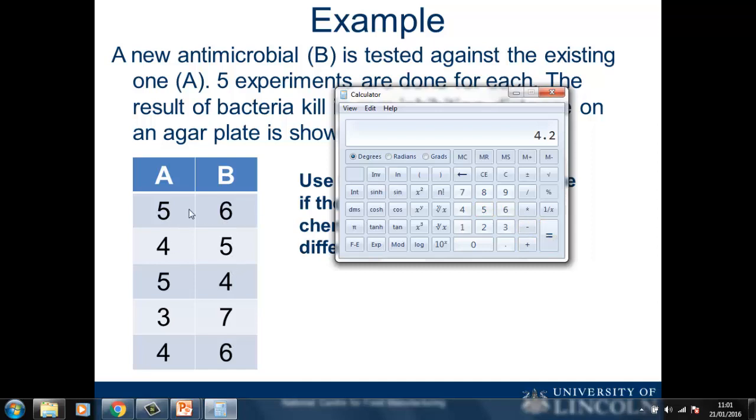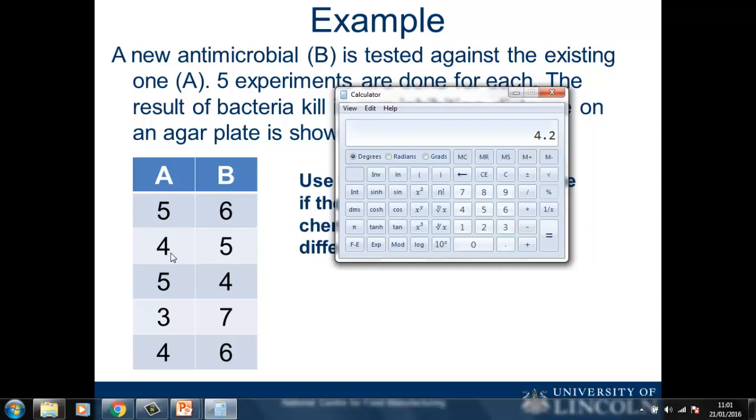We know the mean for A. Our mean is 4.2, and then we want to look for the median. The median is arranging them in the order of magnitude. I will start: 3 is the first one, followed by 4, followed by 4, followed by 5, and 5. So we have 3, 4, 4, 5, 5.